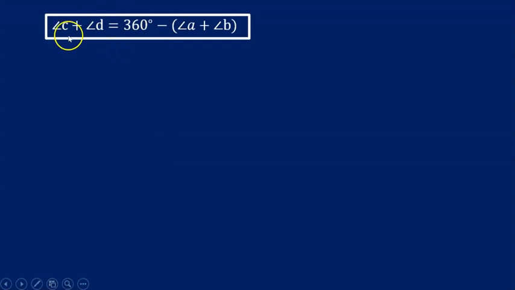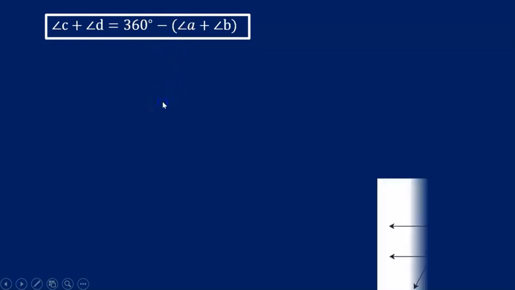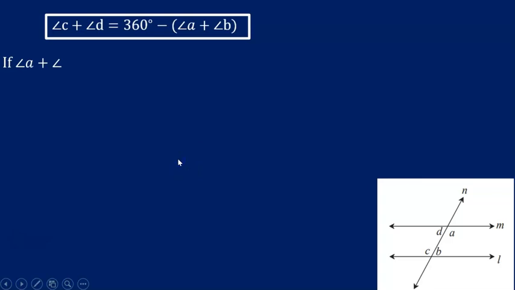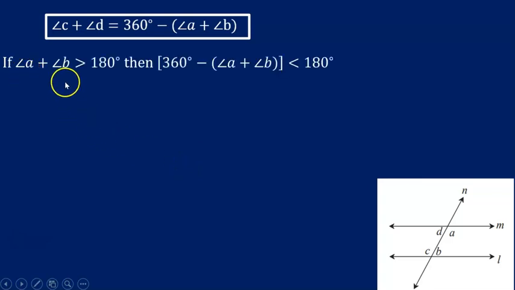Therefore, from the last page, the measure of angle C plus the measure of angle D is equal to 360 minus the measure of angle A plus angle B. If A plus B is greater than 180, then 360 minus (A plus B) is less than 180. That is, in the second case we have considered that the measure of angle A plus B is greater than 180. Then what will happen for this subtraction?